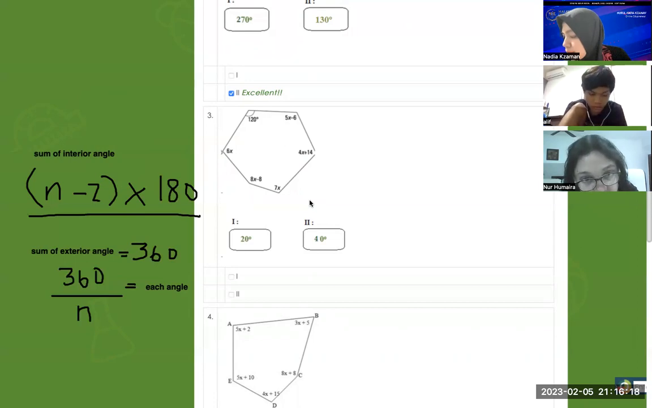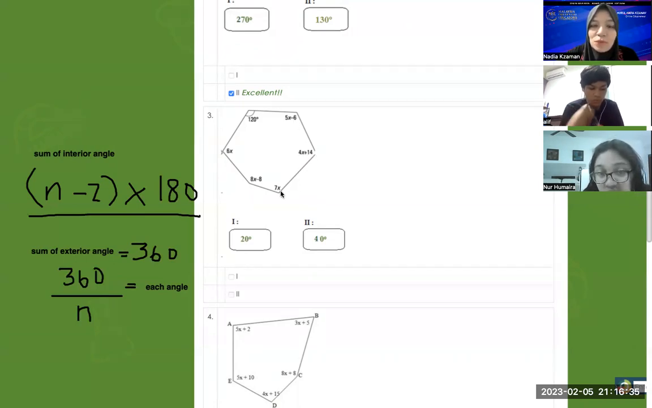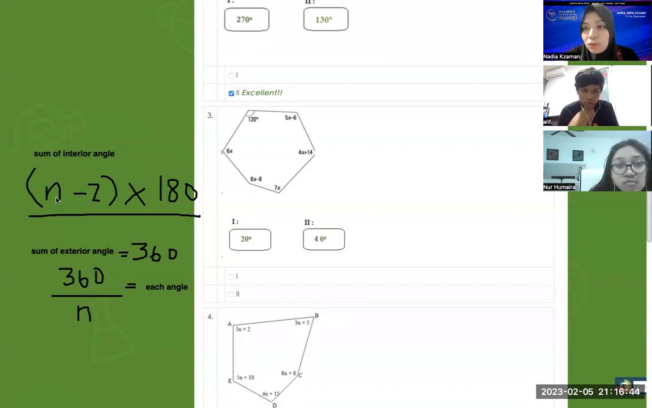Let me see. Why is there 5x minus and 4x plus 8x, 7x? Okay, this one, you just sum all the x's, all the x that you have: 5x plus 5x minus 6 plus 4x plus 14 plus 7x plus 8x minus 8 plus 6x and 120 equal to n. What is your n for this question?